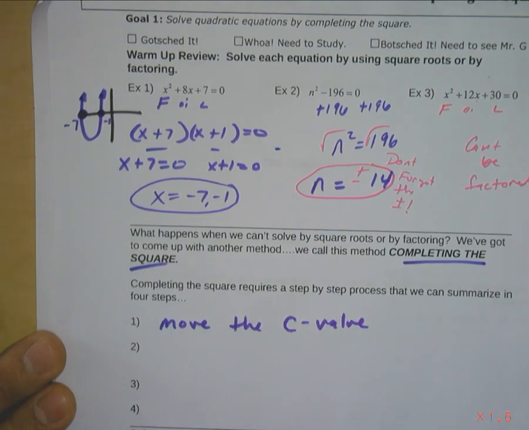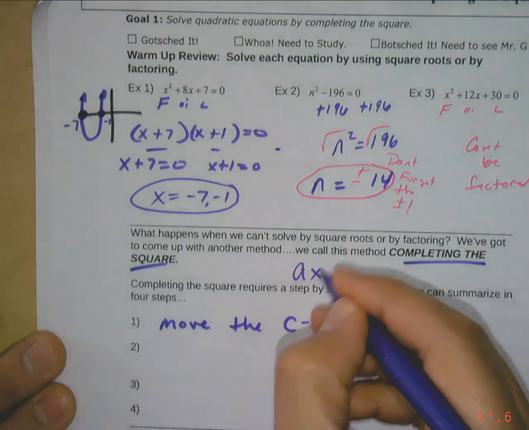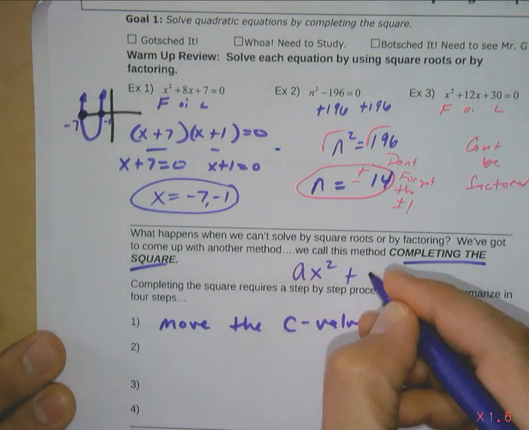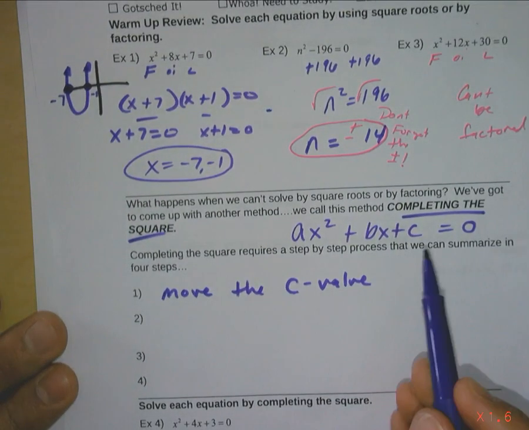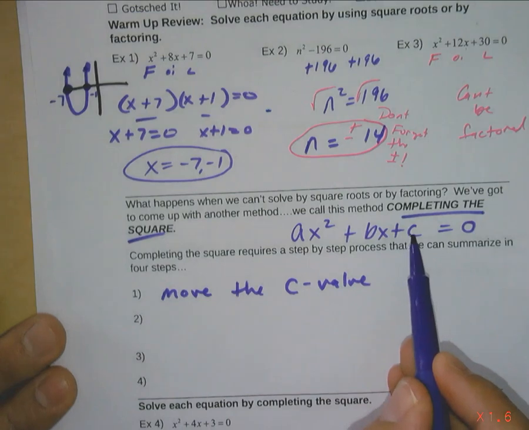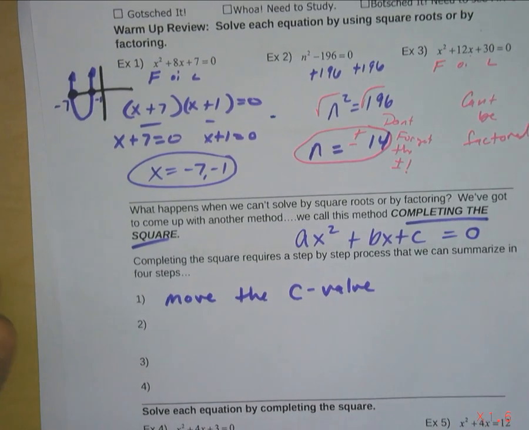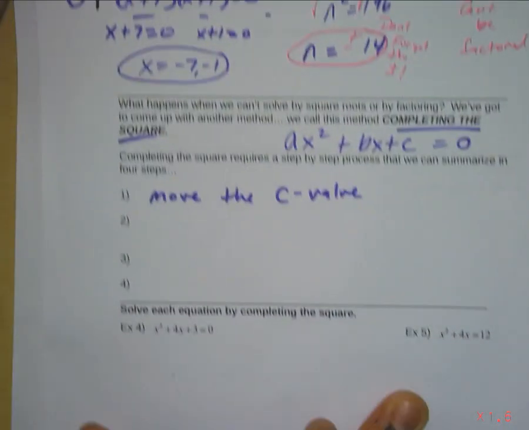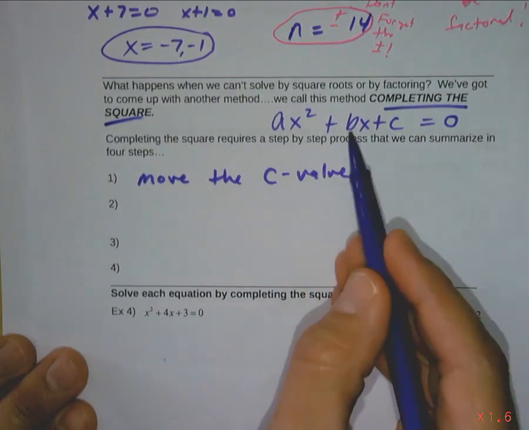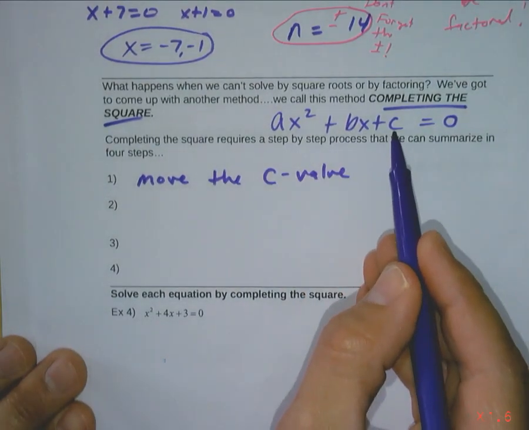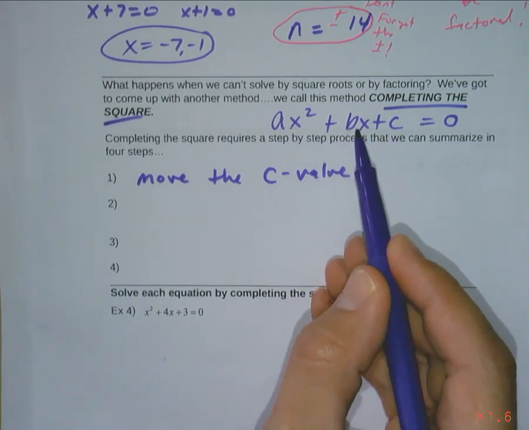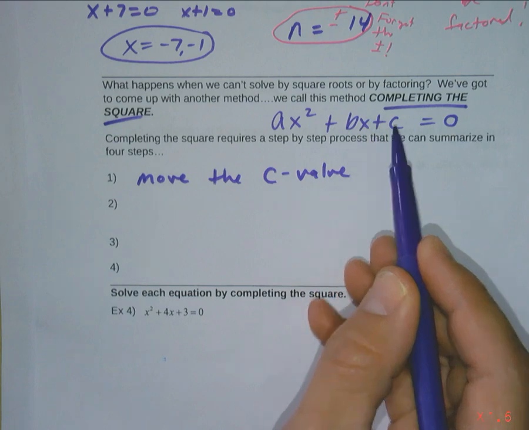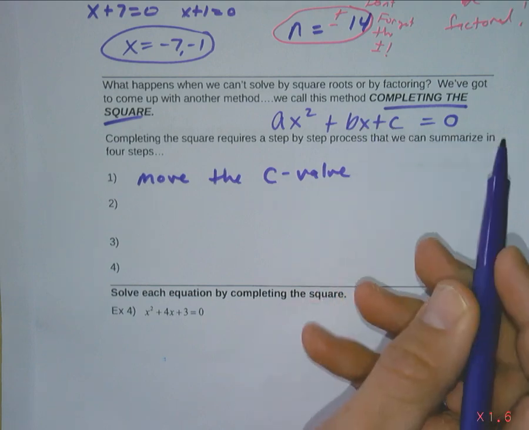Okay, and when I'm talking about the C value, I'm talking about if I have a basic quadratic equation, ax squared plus bx plus c equals 0. Okay, the first thing I do is I'll take this C value and I put it to the other side. So again, if I have ax squared plus bx plus c, this is called the constant. This is what's called your quadratic term. This is your linear term. And this is called your constant. We want to move the constant over.